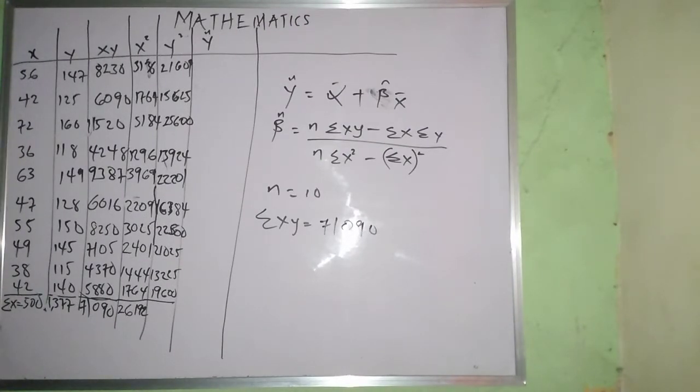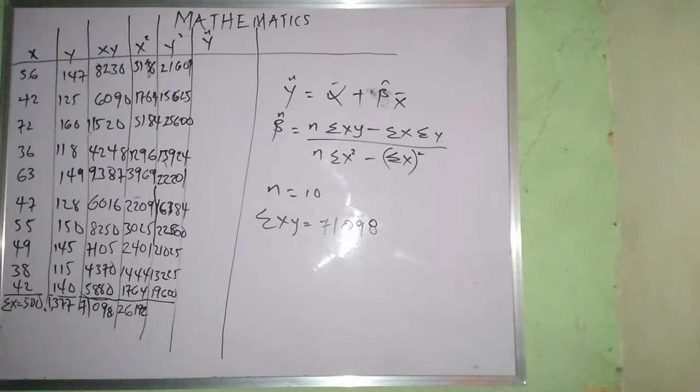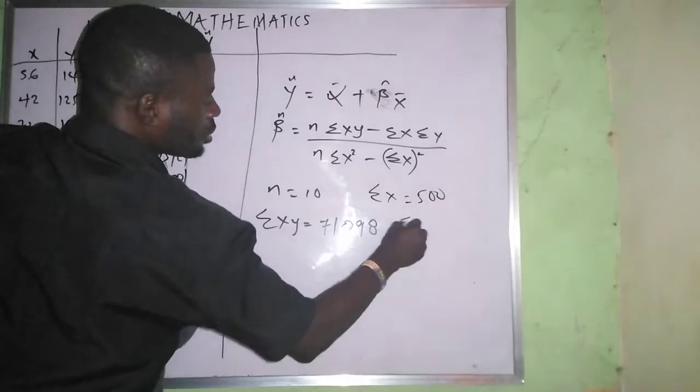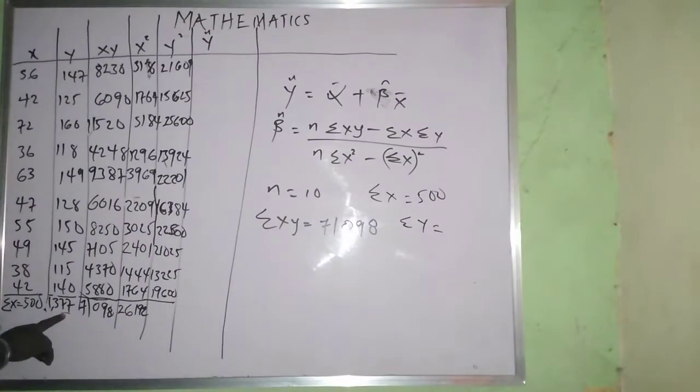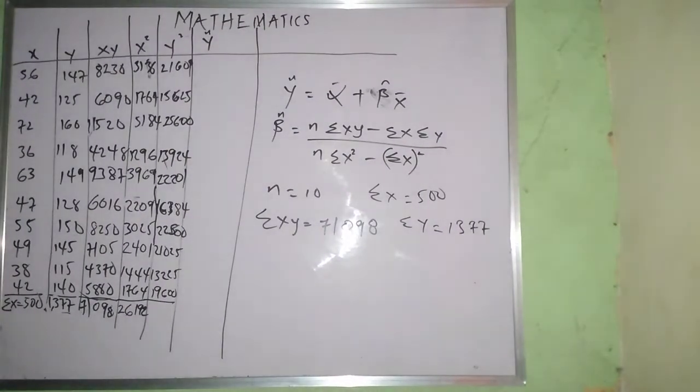71,000 and what? And 90. Is it 71,000? No, and 98, sorry. 71,098. Now, I will now move on. Summation of x and of y. The summation of x is equals to 500. Summation of y will be equals to 1,377. Now, I will now achieve my what?